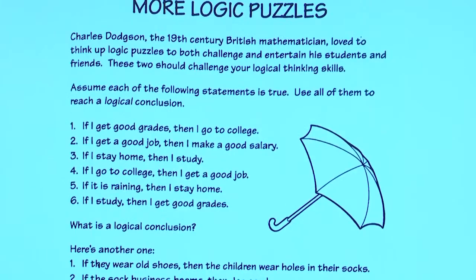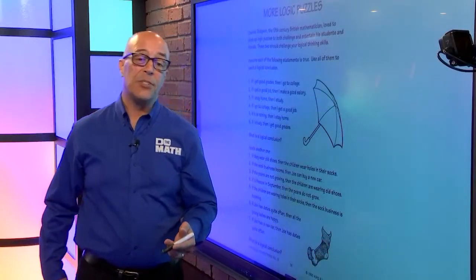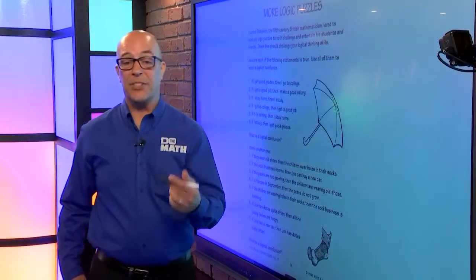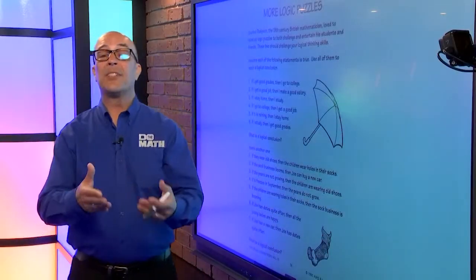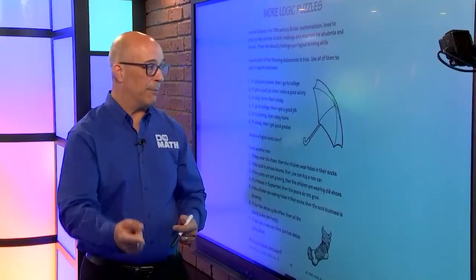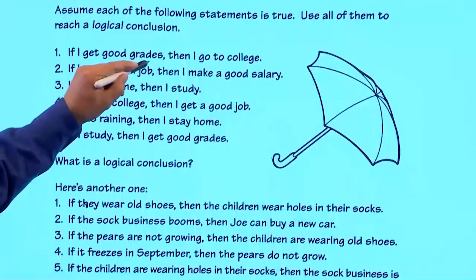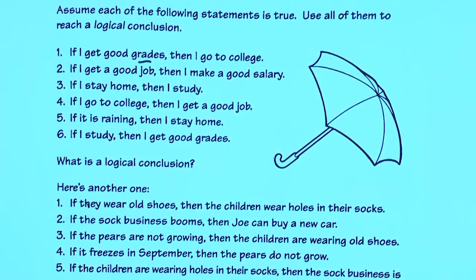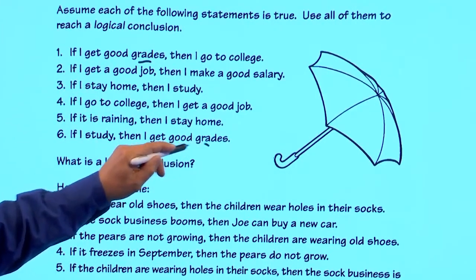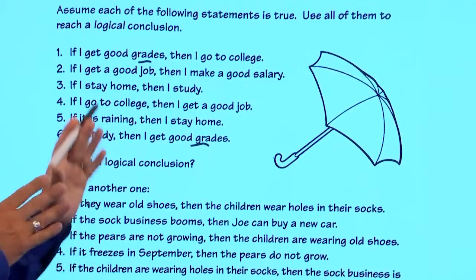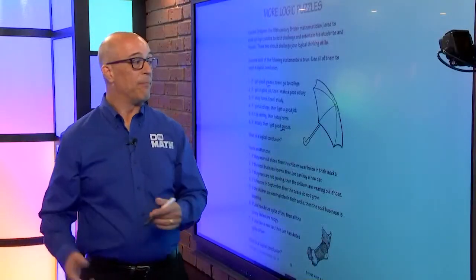Assume each of the following statements is true. Use all of them to reach a logical conclusion. So what I often tell students is start where something is by itself. So by itself means there's only one mention of it. So if I get good grades, we're going to look and see if there's any other mention of good grades. And I can see that good grades is right here. Okay, so that evens itself out, let's say.